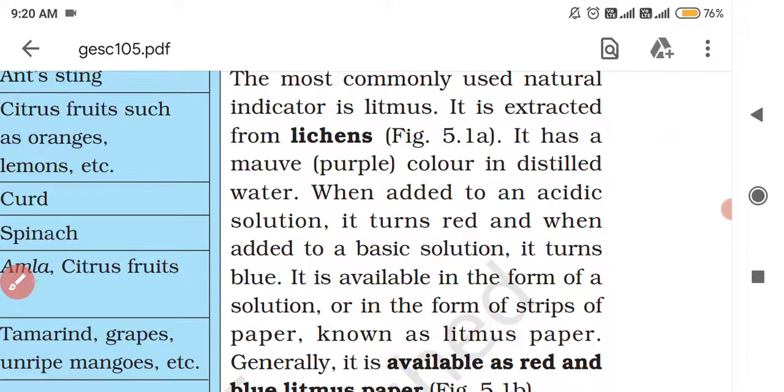Litmus has a mauve or purple color in distilled water. That means when the purple litmus solution is added to distilled water, the whole solution will become purple in color.